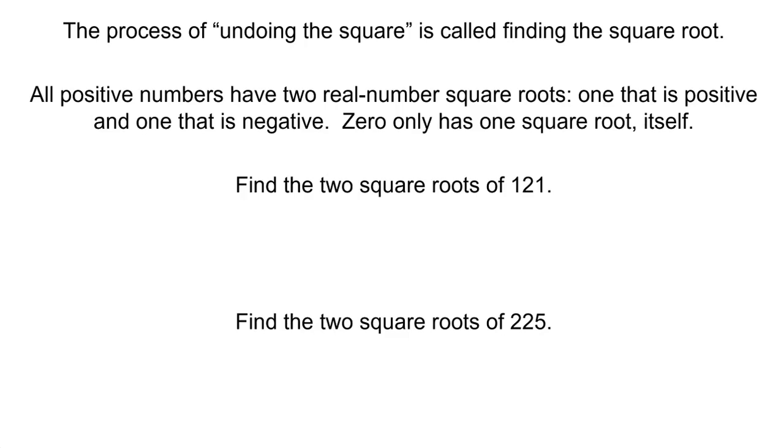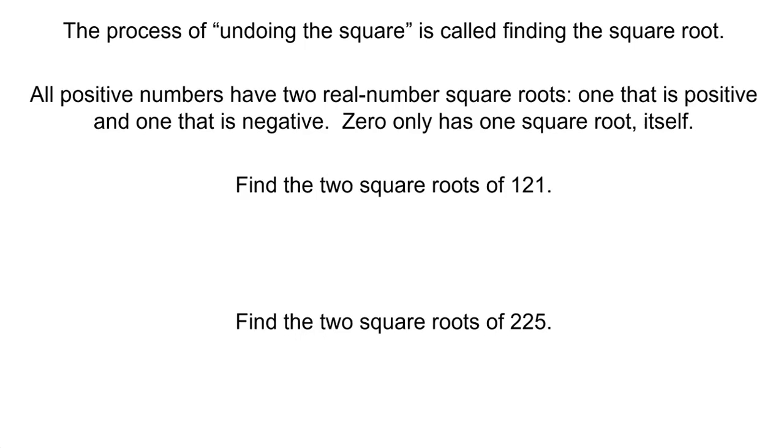So we say the process of finding a square root is the process of undoing a square. And it turns out that all positive numbers have 2 real number square roots, one that is positive and one that is negative. Now, 0 doesn't count in that because obviously 0 is not a positive number. It's a neutral number. 0 only has 1 square root, itself, because 0 times 0 is 0.